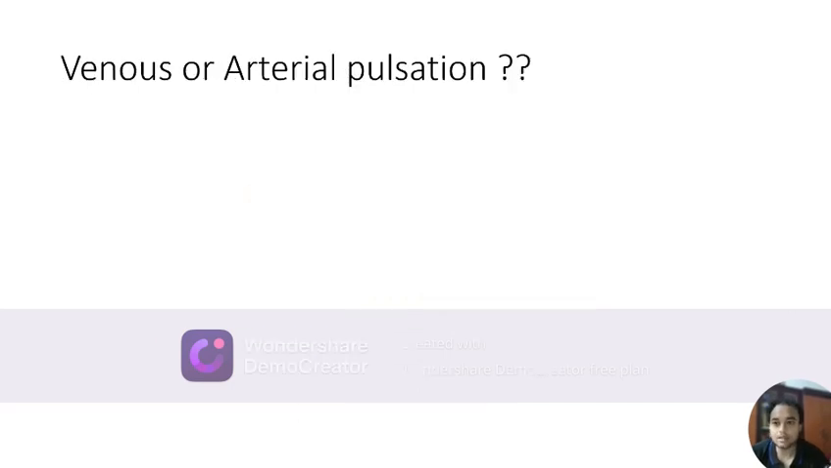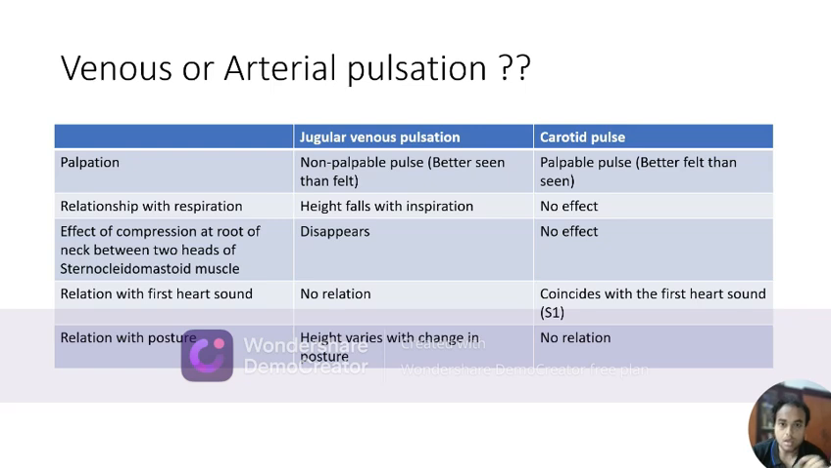Now, in the neck, there is a venous system as well as an arterial system, and pulsation in the neck can arise from either of the two structures. It can be a jugular venous pulse, or it can be a carotid pulse. How to differentiate between the two, we will learn in this table.